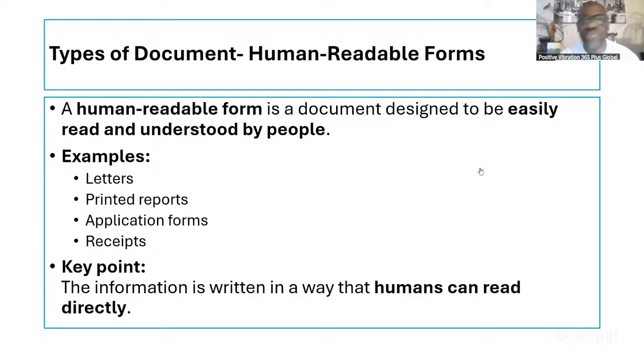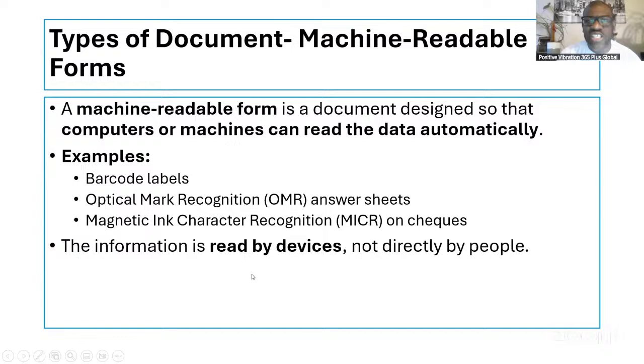So an example would be a letter. It could be a report that your parents get concerning your performance. It could be an application form that you are given to complete. It could be a receipt. Any of those are considered human readable. So anything at all that a human being can read is human readable, which then means we have the opposite of human readable, which is machine readable. All right, we'll give you some examples.